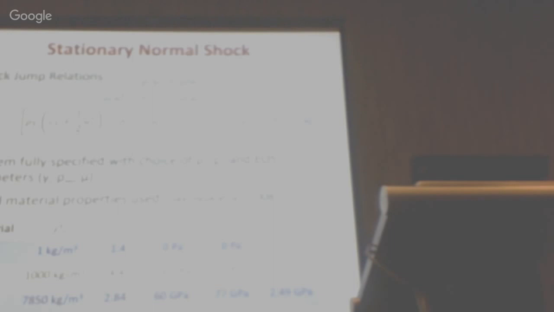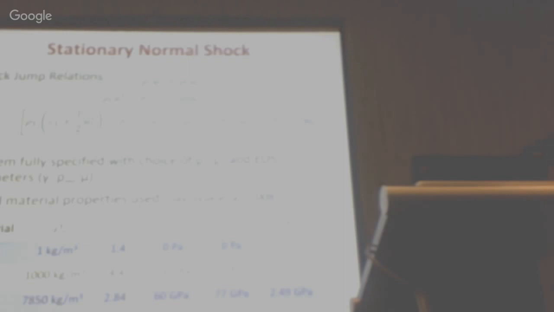We need to solve this problem for a specified choice of the pressure jump across the shock, P2 by P1. So the problem is fully specified with this choice of P2 by P1 and the equation of state parameters that I introduced previously. So gamma, P infinity, and mu. And we are going to perform tests on different materials. So we choose air, water, and steel with typical properties given in this reference.